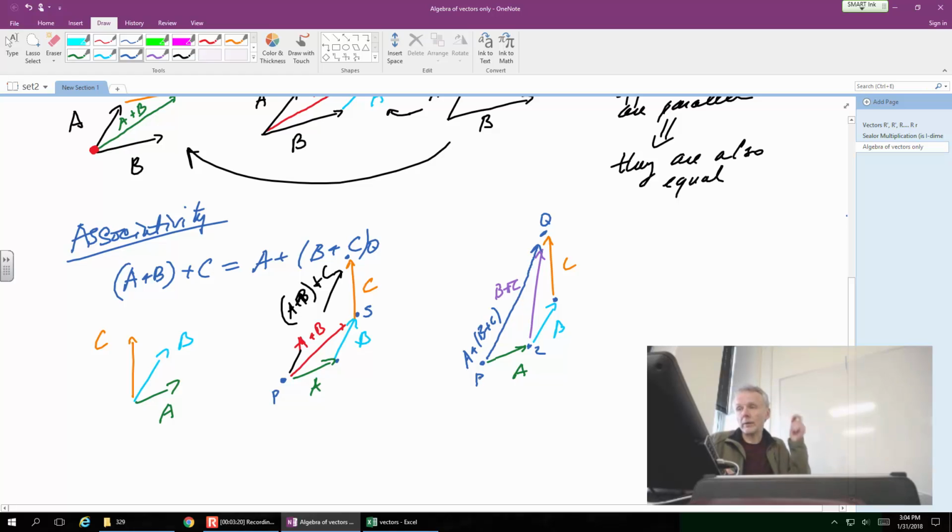So let me do one more, and there's one more property of vector addition. Entirely apart from the scalar multiplication, there is one more thing, and that is the zero vector. There is a special vector 0, which, when added to any other vector, gives you the same vector. So A plus 0 is equal to A.